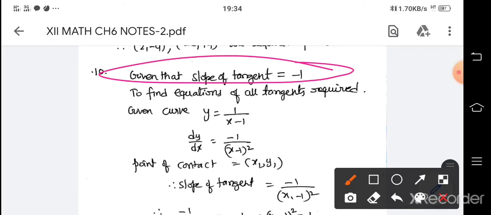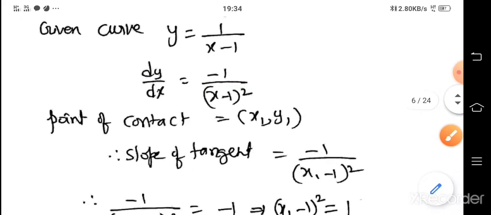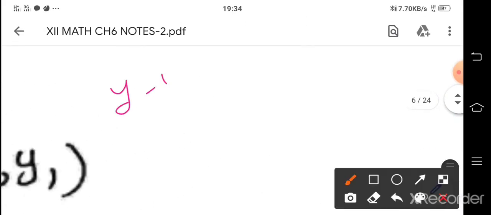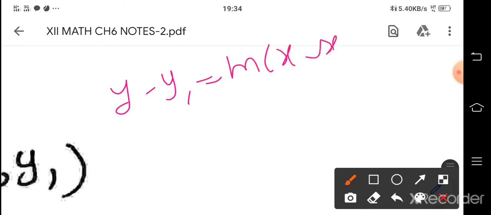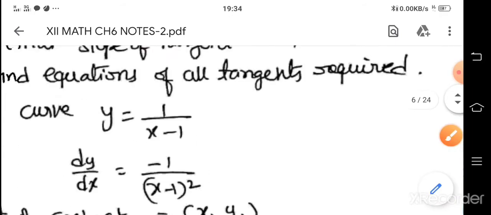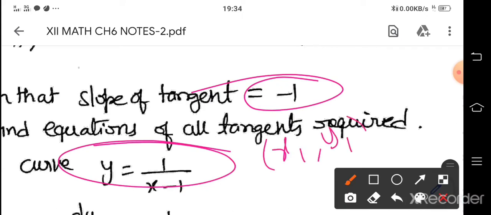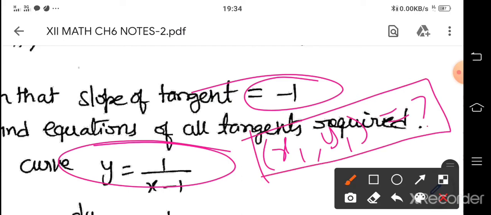given that the slope of a tangent is minus 1, find the equations of all required tangents, and the given curve is y is equal to 1 by x minus 1. Equations they are asking, and the slope is given. What is the equation? y minus y1 is equal to m into x minus x1 is the required tangent. The slope is given as minus 1, and the equation of the curve is given. Tangents we need to find. That means x1, y1 is missing. First find the x1, y1 point, then use the equation formula to find the equation.